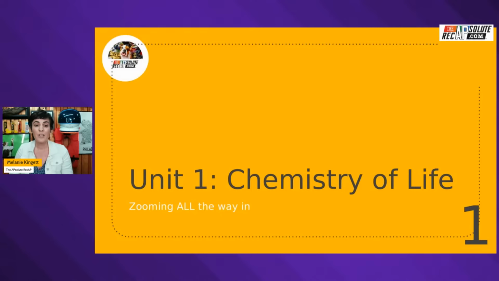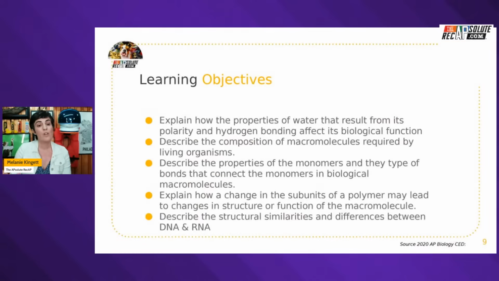All right. Unit 1, chemistry of life, zooming all the way in microscopically on a molecular level. So, learning objectives. These are directly from the CED. I'm not going to spend any time on them at this moment, but you can see that these are the goals of the unit. I have them copied for you in the study guide, and so you're welcome to see those as you download that document.